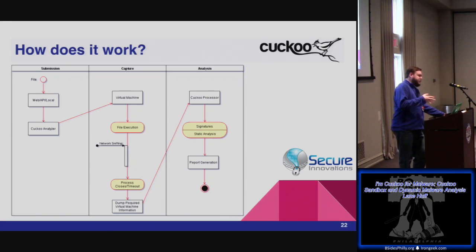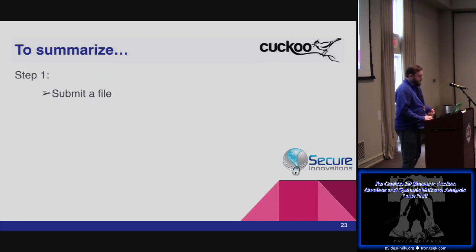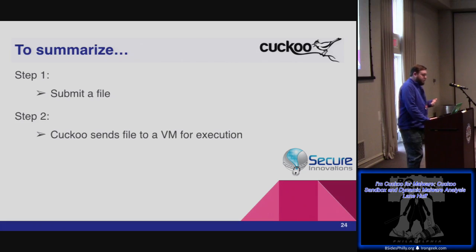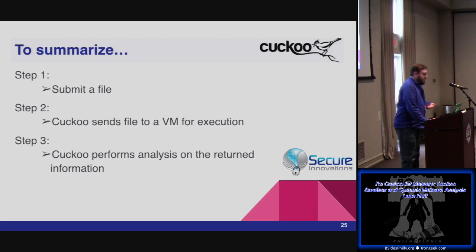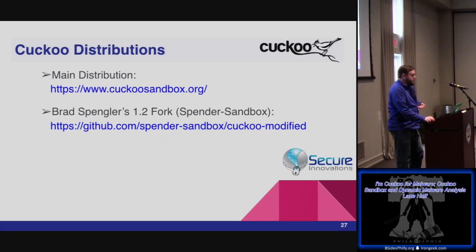Once it's completed, it will shut the VM down and ship everything back to your Cuckoo machine. Then Cuckoo processes it through its signatures and everything like that, and you get a nice pretty report out at the end. So, to summarize the process: you submit a file, Cuckoo sends it to the VM for execution, it performs analysis on it, and once it's returned, you get reports back.